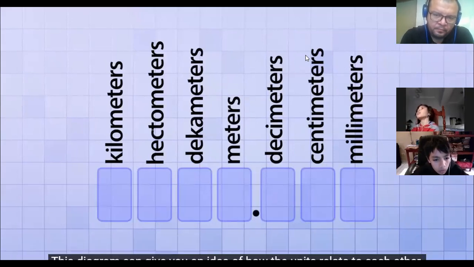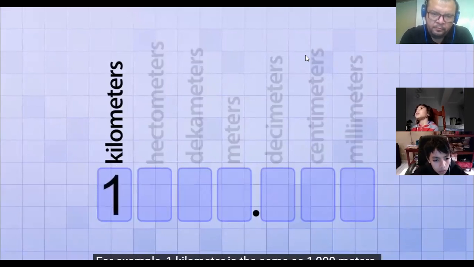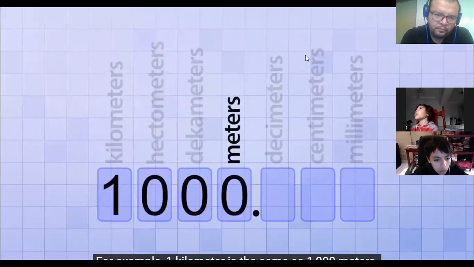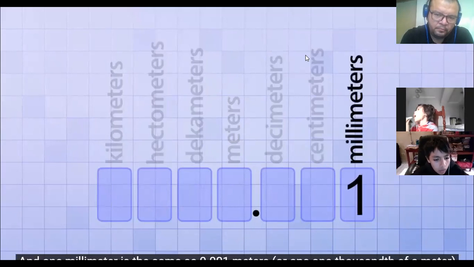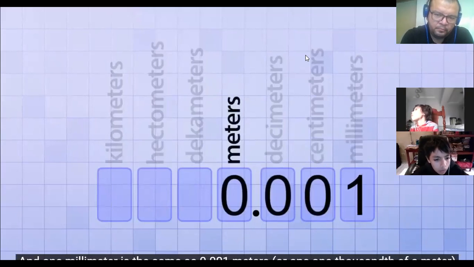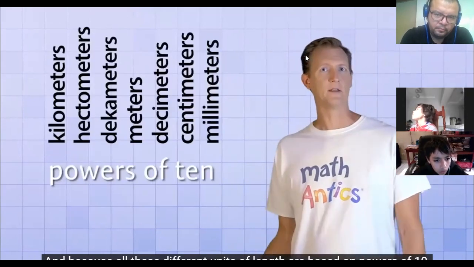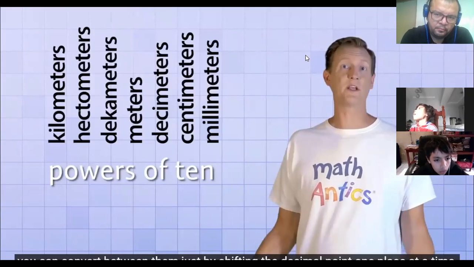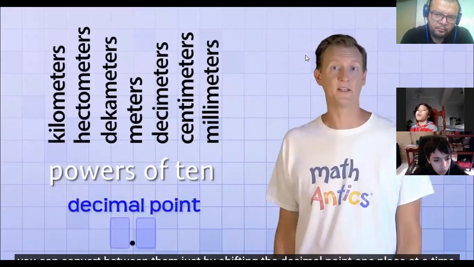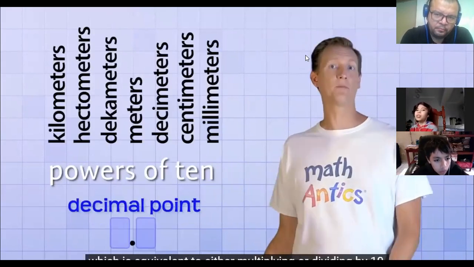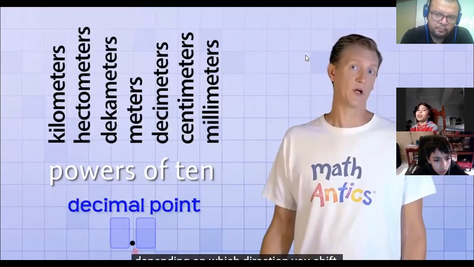This diagram can give you an idea of how the units relate to each other. For example, 1 kilometer is the same as 1,000 meters, and 1 millimeter is the same as 0.001 meters, or 1/1000th of a meter. And because all these different units of length are based on powers of 10, you can convert between them just by shifting the decimal point one place at a time, which is equivalent to either multiplying or dividing by 10, depending on which direction you shift.